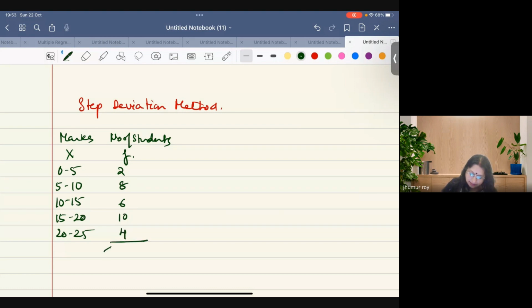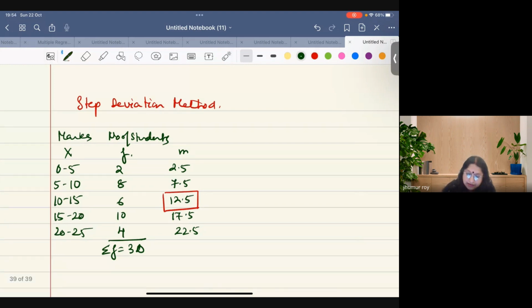We know that the sum total of this was equal to 30. Now, after this, write the mid value. Till this point, there is no change. So it is 2.5, 7.5, 12.5, 17.5, and 22.5. We take 12.5 as our assumed value. This is also the same. Now, the only difference is that we have to take f dx dash.